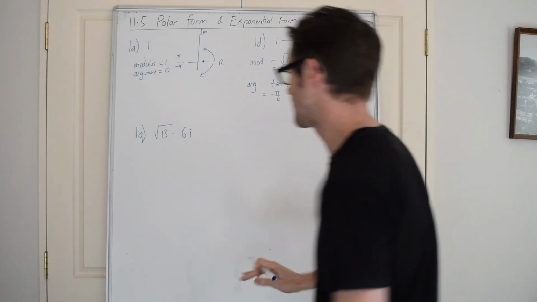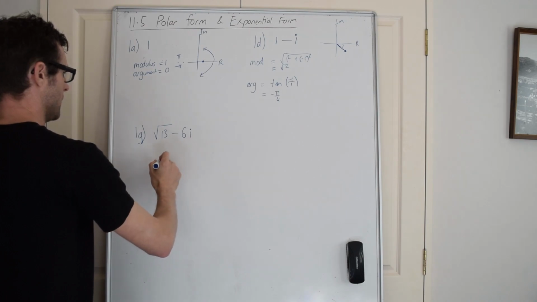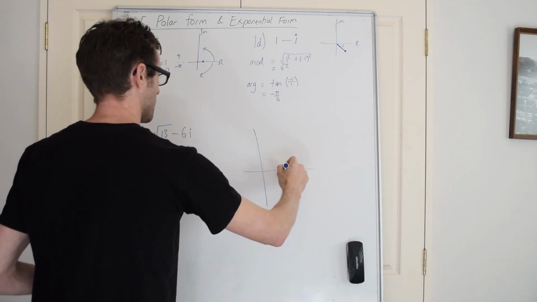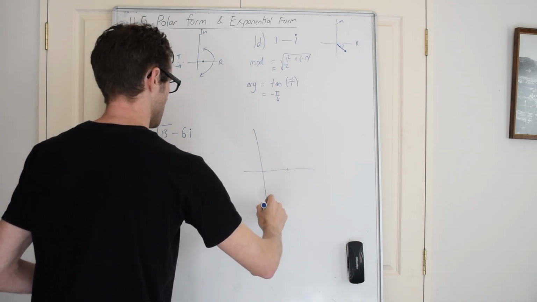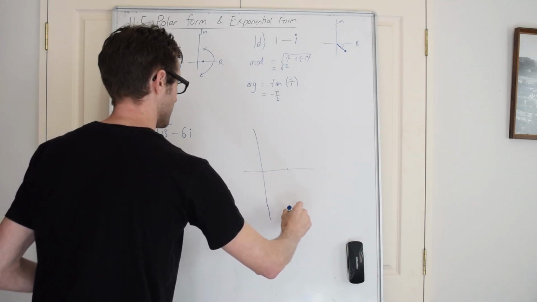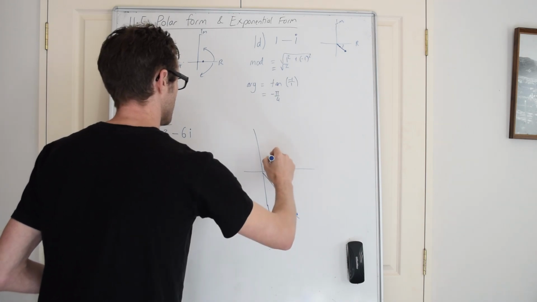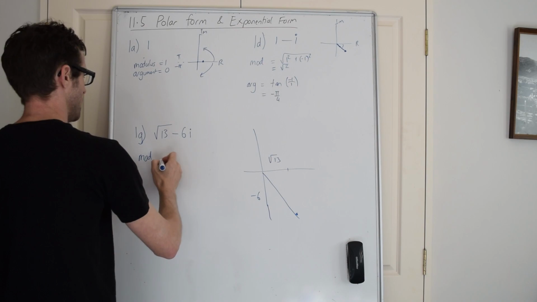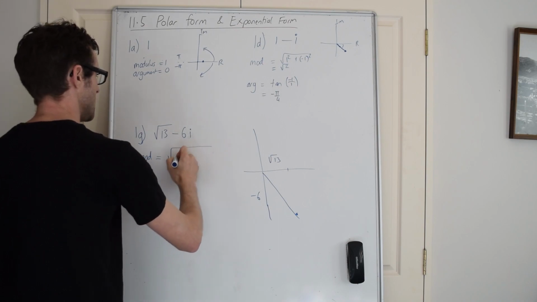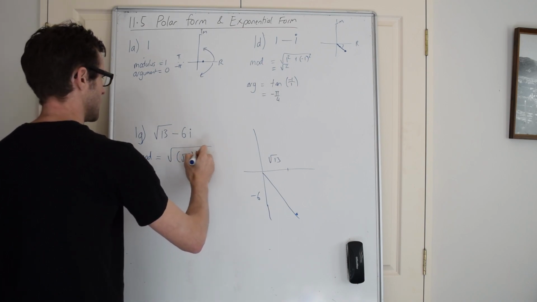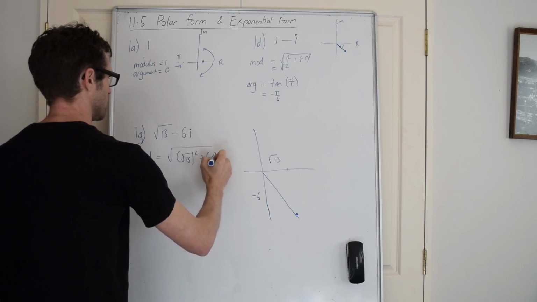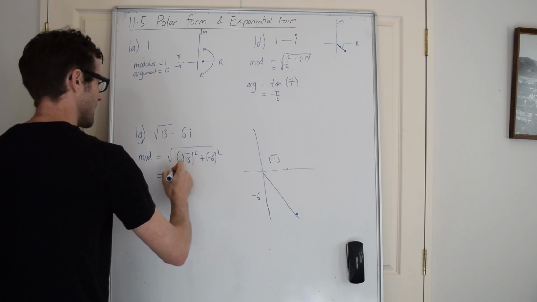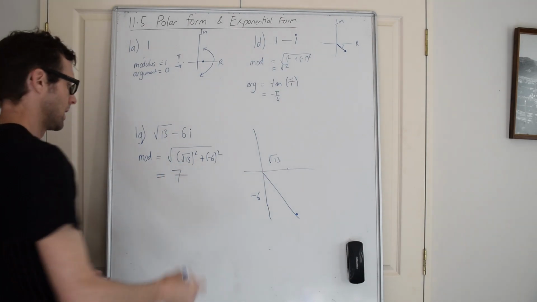Let's try one more over here. So let's quickly sketch it. We've gone across square root 13 and down minus 6, so we're out here somewhere. Let's do the modulus. Modulus is equal to the square root of square root 13 all squared plus minus 6 all squared. 36 and 13 is 49, so square root 49 is 7.